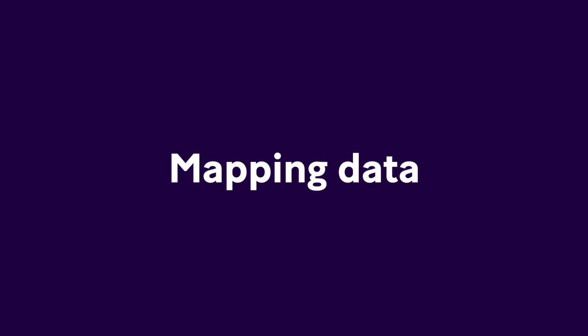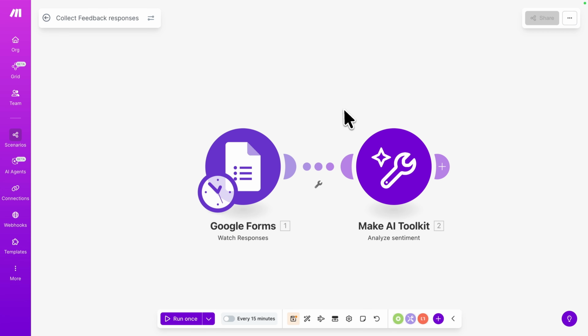Mapping is how Make knows what information to get from one app and which app to send it to. Let me show you how it works. Here we have a scenario in Make that is watching new responses to a feedback form in Google Forms, and then we want to use AI to analyze the feedback.